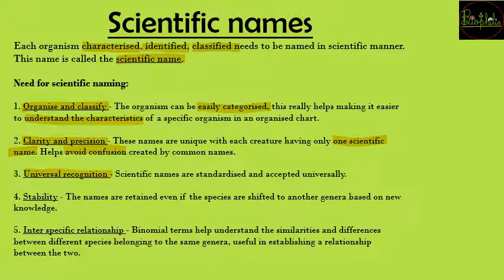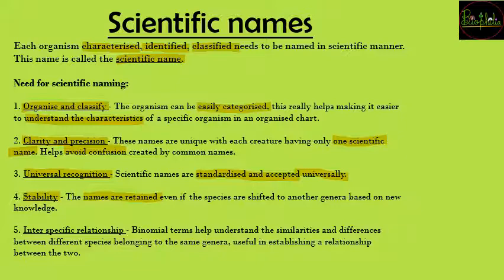थर्ड आता है यूनिवर्सल रिकग्निशन. That means these scientific names that have been provided to each and every organism, these are going to be standardized and they are going to be accepted universally. That is, these are not going to change from place to place and language to language. They are going to be same all over the world. Fourth is stability. Stability, that means even if you are shifting from one genera to next genera, then also the names are going to be retained and that would be specific for that particular species.